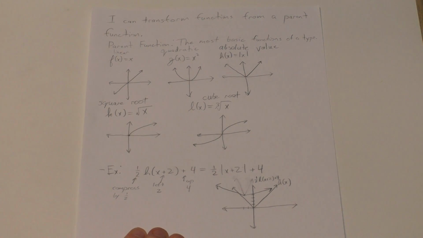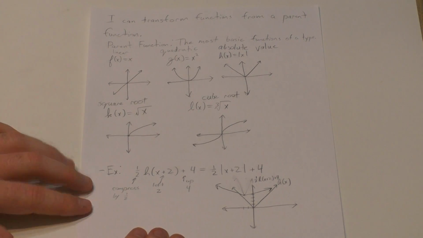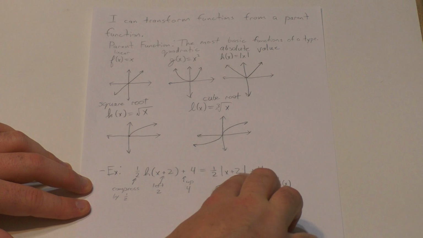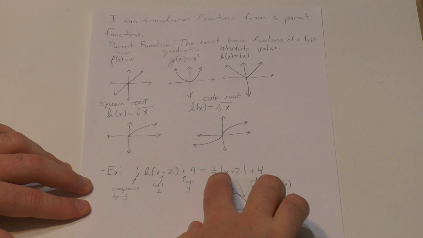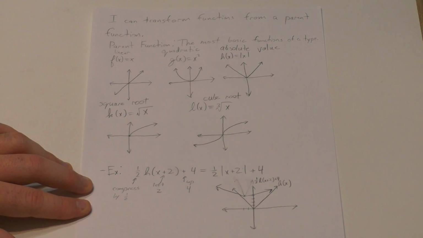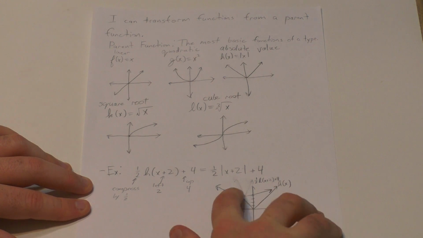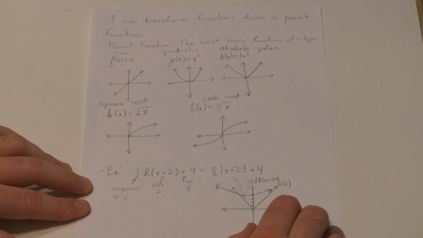Okay. But we don't know the shape of the function yet. Well, h of x is the absolute value of x, so instead of having h of x here, we plug in our function that's the absolute value. So this whole thing right here equals 1/2 absolute value of x plus 2 plus 4. So this is our original h of x, this is our absolute value function.